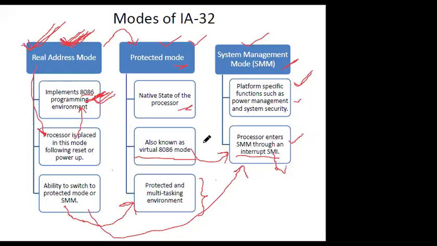Then there were various modes of IA32. Basically we discussed 3 modes. Real addressing mode, which has also been mentioned in the syllabus, is just an implementation of 8086, and it comes into picture when the processor is being reset or powered up. It can also switch into the other 2 modes subsequently. Protected mode is the native state of the processor, and system management mode is used in exceptions when power management and system security is required. It is operated through an interrupt, also known as the system management mode interrupt.